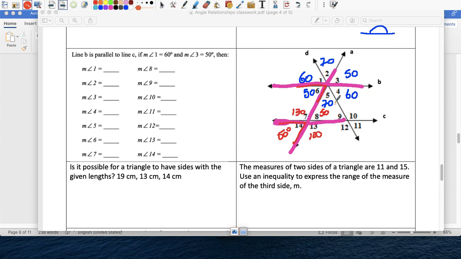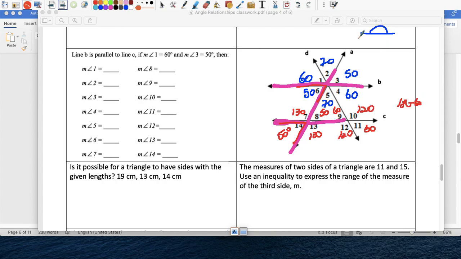Angle 9, I have a triangle here. Two angles, 50 and 70, add up to 120, which makes angle 9 60. And angle 11 is also 60. How do I find angle 10? Well, it's 180 minus 60, which gives me 120, and makes this one 120.